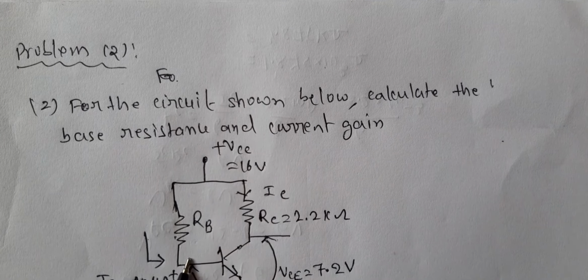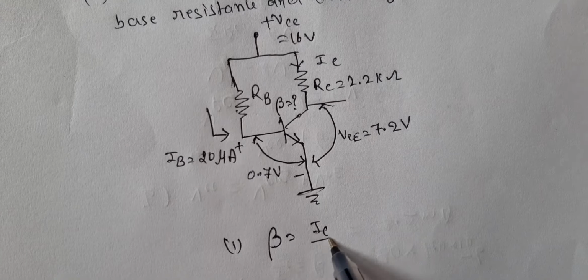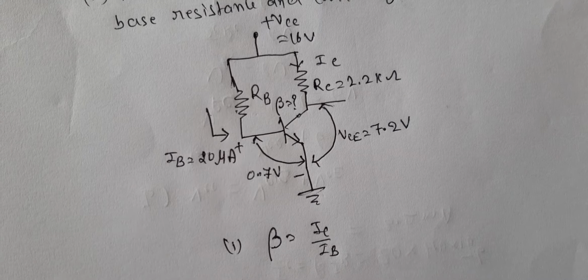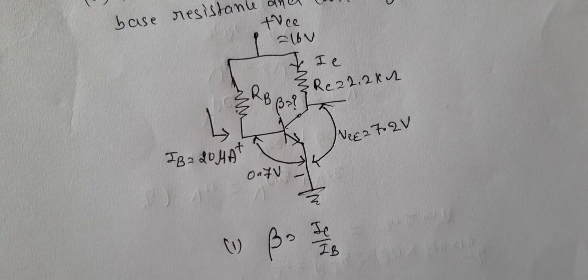You know that beta is nothing but collector current by base current. Here IB is known, given. To calculate beta, IC should be known. Therefore, you have to calculate IC now. From here to here, the applied voltage is VCC, which is equal to the voltage drop across this, that is ICRC, plus the voltage between these two points, that is VCE.